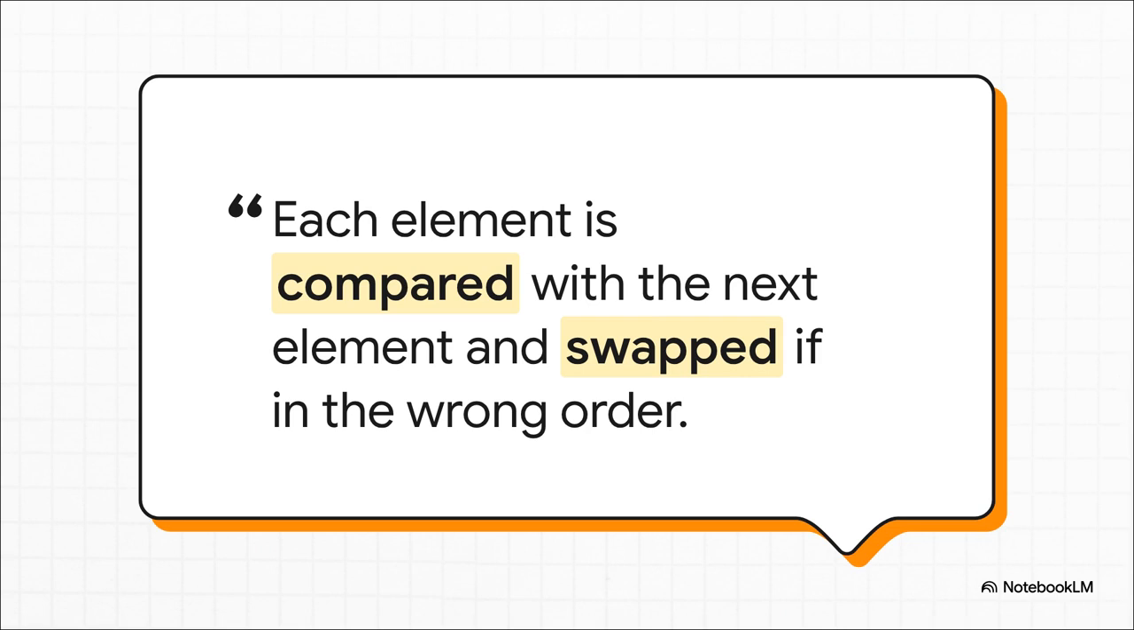So how does the computer know when it's all done? Easy. It just keeps making these passes over and over again until it can do one complete pass without making a single swap. That's the signal that everything is finally perfectly in order.